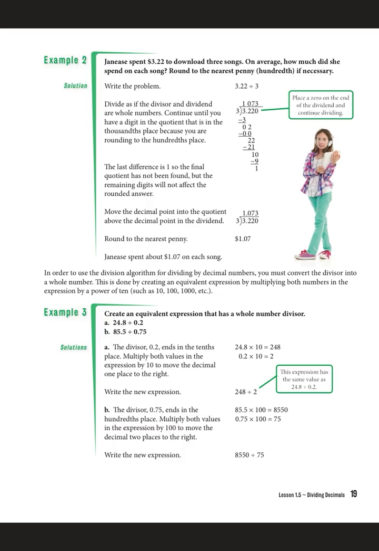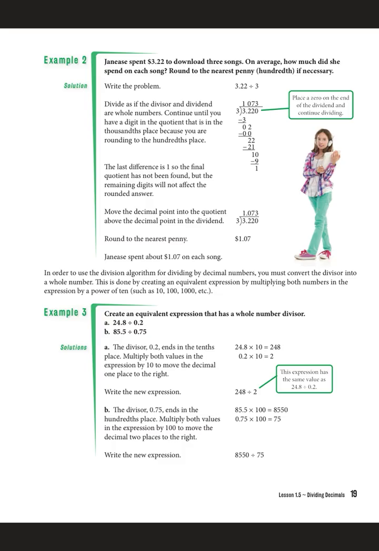There at the bottom, or in the middle there, it says, in order to use the division algorithm for dividing by decimal numbers, you must convert the divisor into a whole number. This is done by creating an equivalent expression by multiplying both numbers in the expression by a power of 10, such as 10, 100, 1,000, etc.